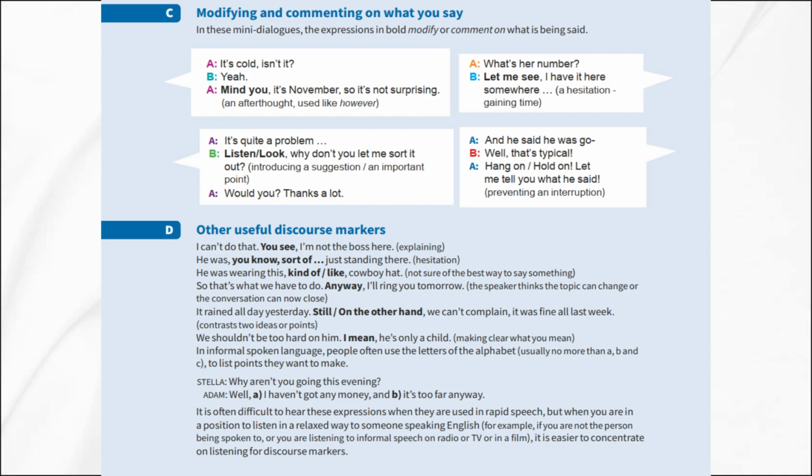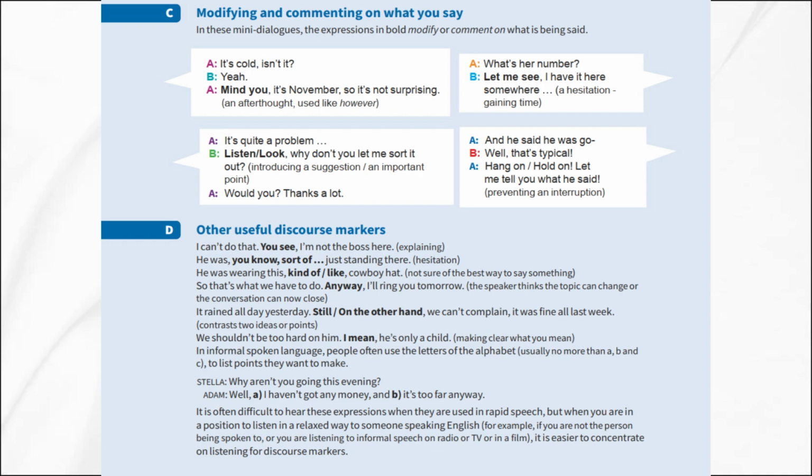Other useful discourse markers. There are many more discourse markers that are incredibly useful in everyday speech. When you need to explain something, you might say, "I can't do that. You see, I'm not the boss here." The marker you see introduces a reason or clarification. If you are hesitating or searching for the right word, you could say, "He was, sort of, just standing there." Or if you are unsure about the best way to describe something, you might say, "He was wearing this, kind of, or like, cowboy hat."